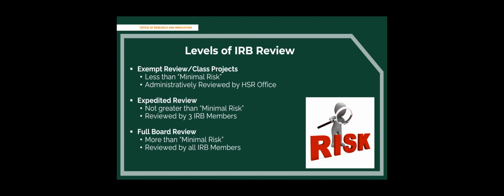Next, we have the different levels of IRB review. First, we have exempt review, which is where class projects will fall into. They are considered to be less than minimal risk and are administratively reviewed by the HSR office. This means that they will not go to the IRB for review. Next, we have the expedited review, which is going to be no greater than minimal risk and is reviewed by 3 IRB members. Lastly, we have our full board review, which is going to be considered more than minimal risk and is reviewed by all IRB members.